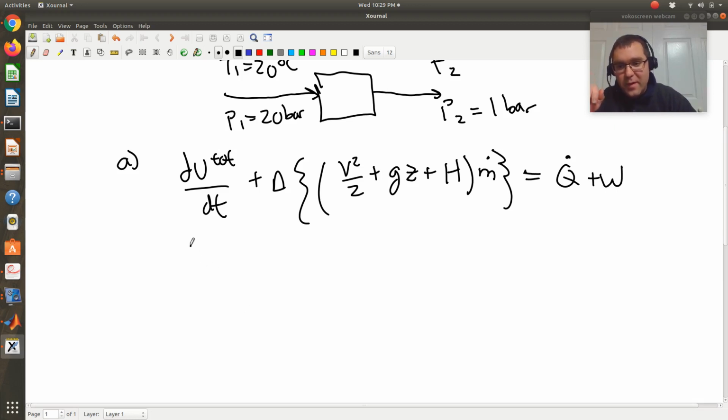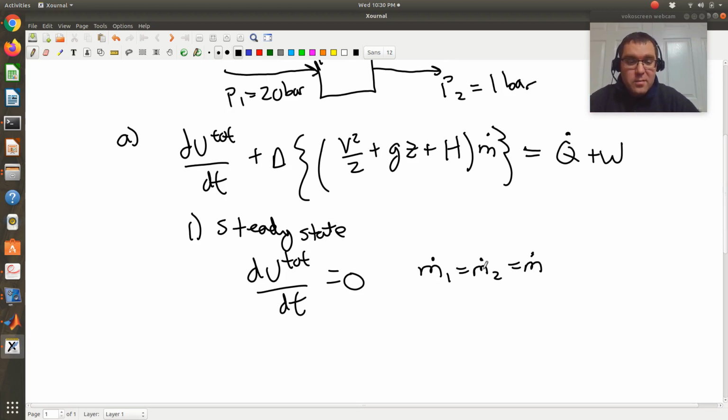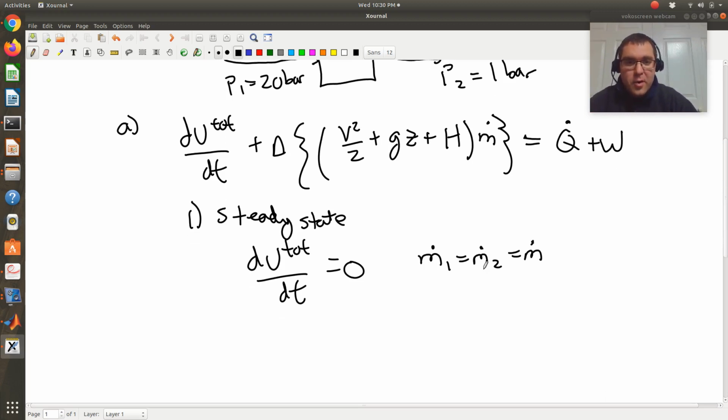So let's simplify. The first simplification I'm going to make is to assume steady state behavior. By assuming steady state behavior, my accumulation term, dU total/dt, is equal to 0. I'm also going to take it that my inlet and outlet mass flow rates are exactly the same. My mass flow rate's constant. There's no accumulation of mass occurring inside my system. So assumption 1 is steady state, which we'll pretty much always assume unless we're told otherwise.